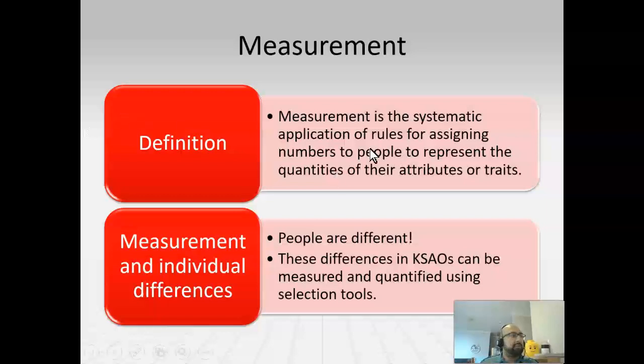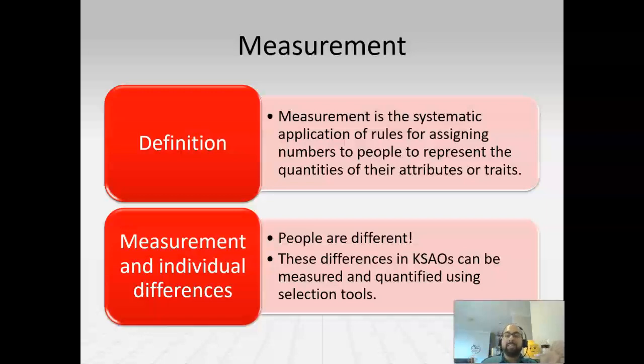Next, we do this to people. Yes, we do this for job candidates. We're rating them on their KSAOs. And we do so to represent the quantities of their attributes or traits. The idea here, class, is that any knowledge, skill, ability, anything is something that varies from person to person. Some people are more extroverted than others. Some people have better math ability than others, etc. All these things can be quantified.